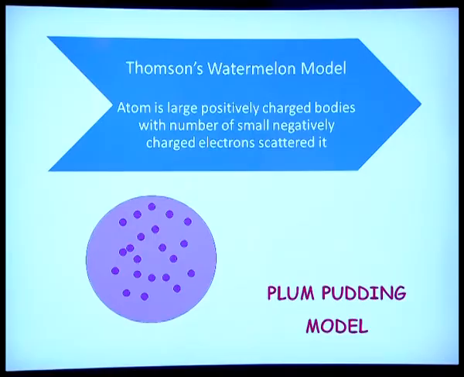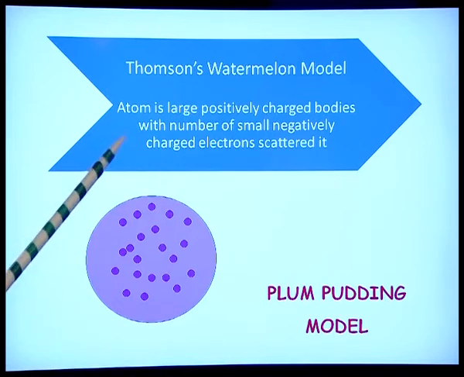Now, after understanding the constituents of the atom, let us try to understand the structure of the atom. For that, we discuss here a number of models which have been proposed for the internal structure of the atom. The first attempt to describe the structure of the atom was the model by J.J. Thomson. On the basis of his experiment on discharge tubes, Thomson proposed the Thomson watermelon model.